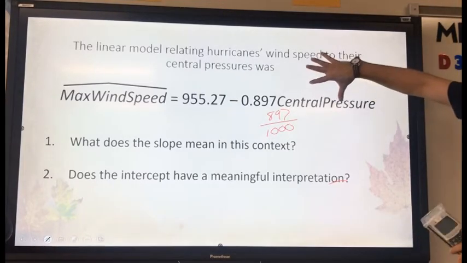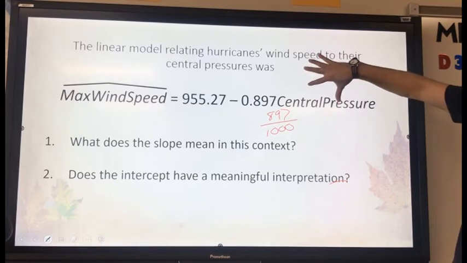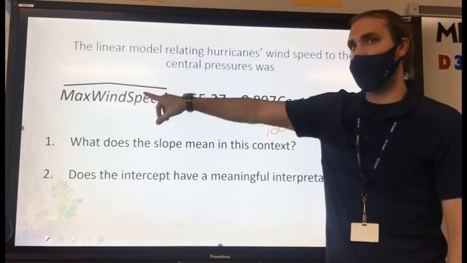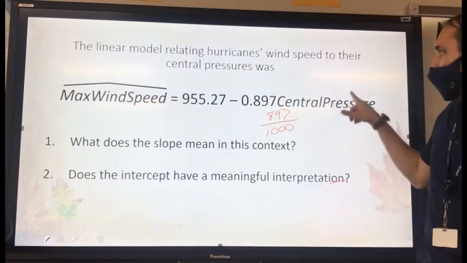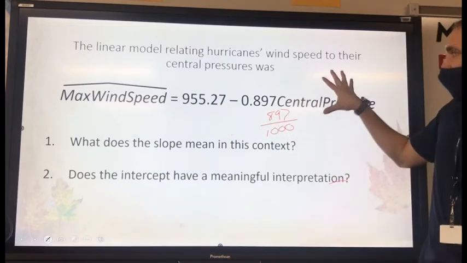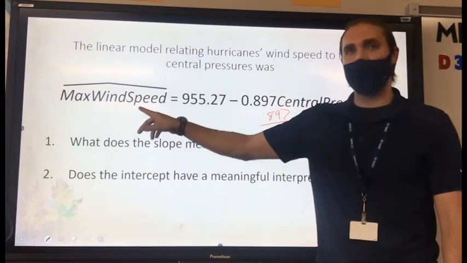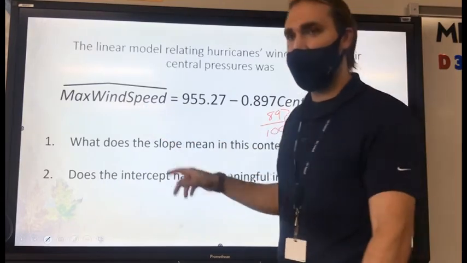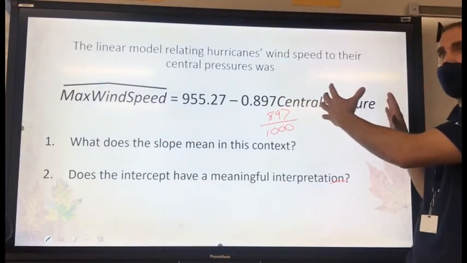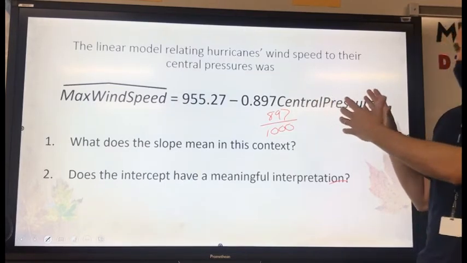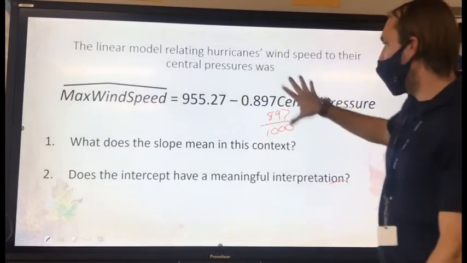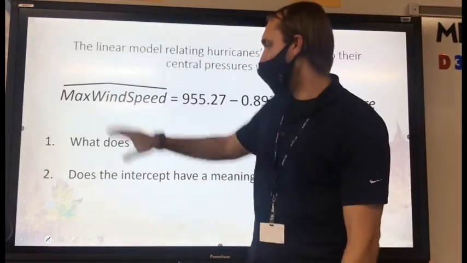Here's my explanatory variable. As this increases, what happens to my wind speed? As this increases, my wind speed does what? Decrease. As this decreases, my wind speed does what? Increase. So if anybody knows anything about hurricanes, you know that as you start seeing the pressure decrease, that's bad news. That means the hurricane is gaining strength. So yes, that's what the slope is telling me. As this decreases, this will increase.